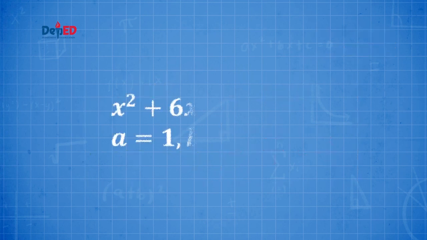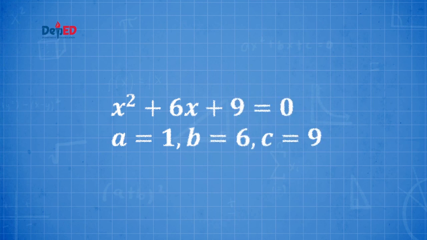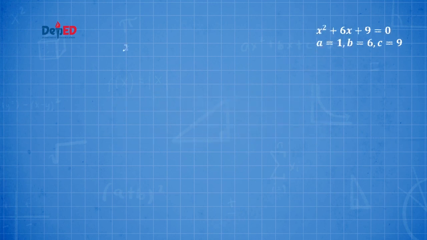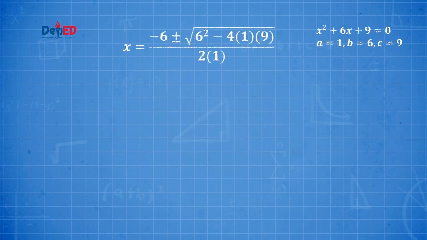We go through the same process for the second equation in the pair, which is x squared plus 6x plus 9 equals 0. Here, a is 1, b is 6, and c is 9. Substitute the values of the coefficients. x equals negative 6 plus minus the square root of the quantity 6 squared minus the product of 4, 1, and 9 all over 2 times 1.